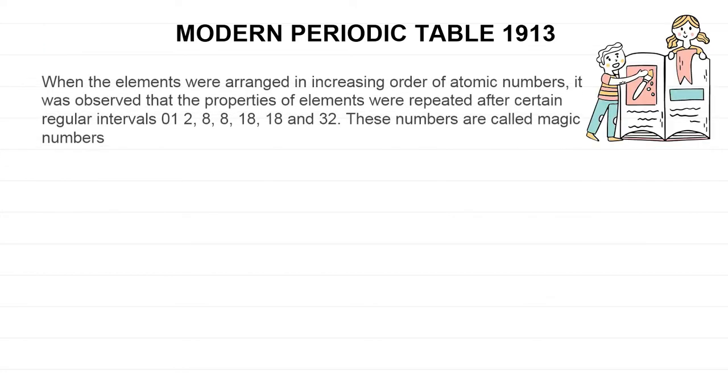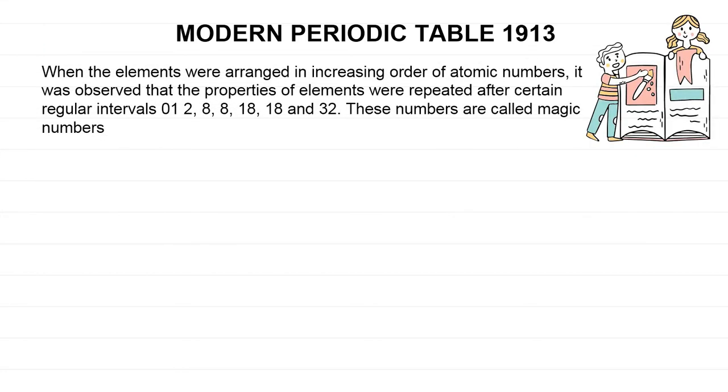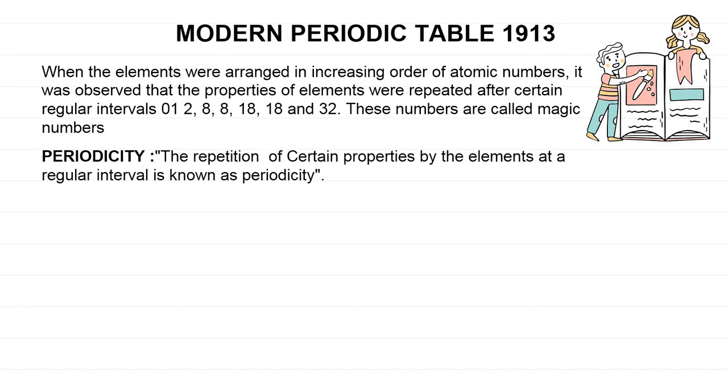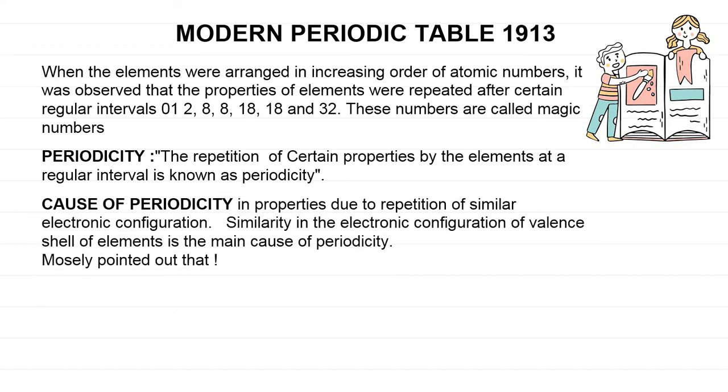Now let's study about the modern periodic table. When elements were arranged in the increasing order of atomic number, it was observed that properties of elements were repeated after certain regular intervals. And the elements repeating several properties after certain regular intervals were known as magic numbers. And this repetition of certain properties by elements at regular intervals is known as periodicity. The cause of periodicity is the repetition of similar electronic configuration, and similarity in electronic configuration of the valence shell of elements is the main cause of periodicity.